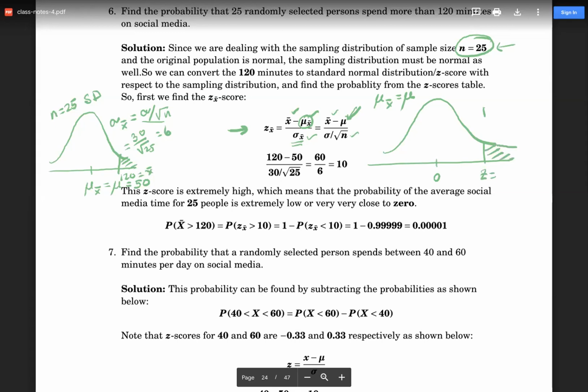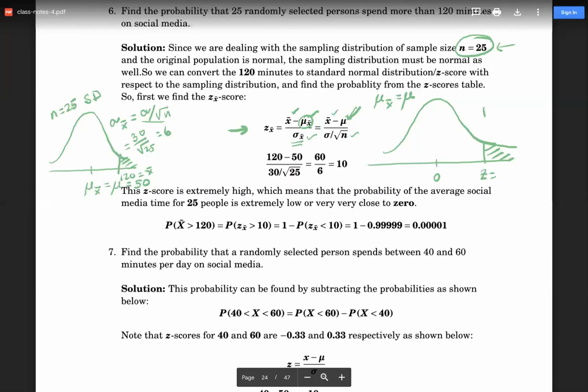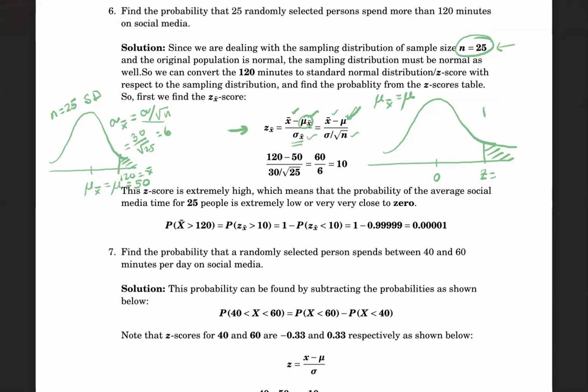So finding the probability of X bar, let's use a different color. X bar, this should be lowercase. Finding X bar greater than 120 is the same as finding Z sub X bar greater than 10, because we found Z sub X bar to be 10.